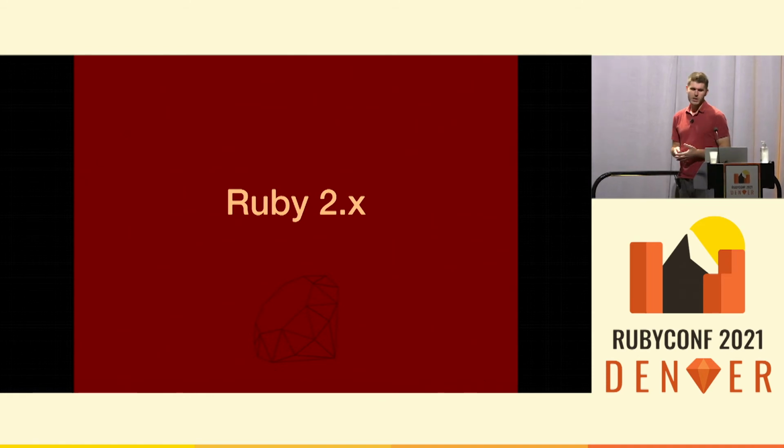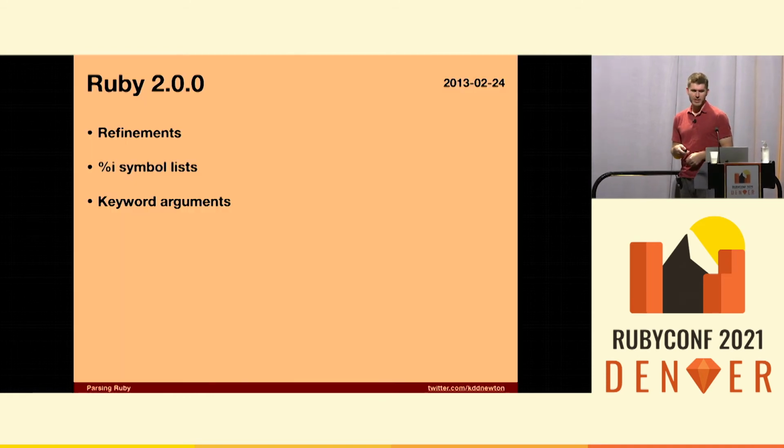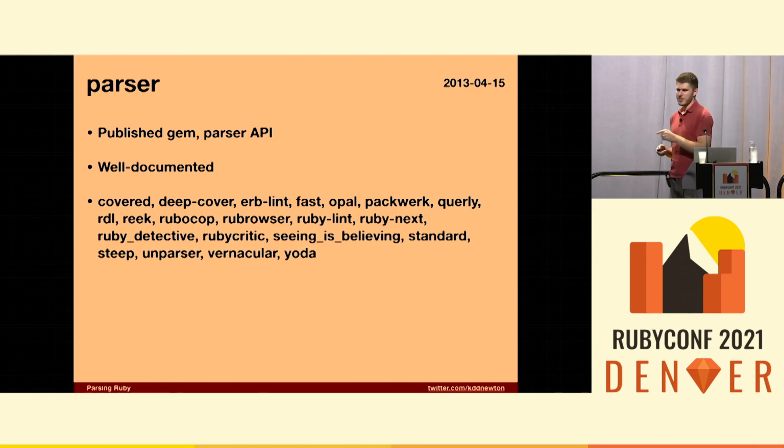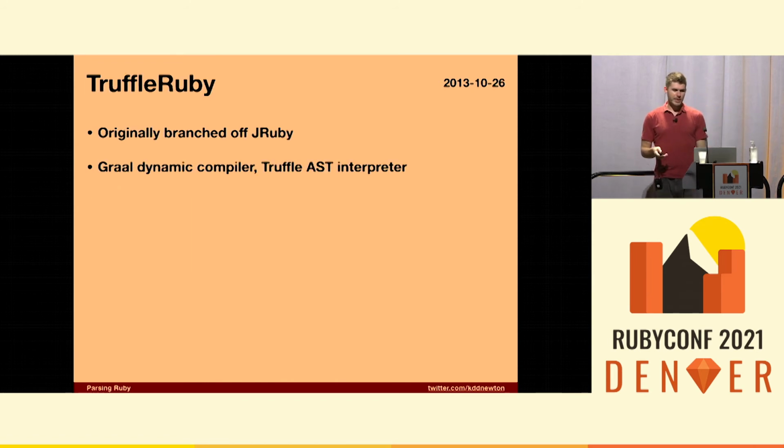We get into the Ruby 2.0 series, and we get all kinds of fun things. We get refinements. We get %i symbol lists, keyword arguments, Ruby 2.x keyword arguments, not Ruby 3.x keyword arguments. And finally, we get the Parser Gen. The Parser Gen is from White Quark. It is a published gem with a parser API that uses Raggle to generate, using another parser generator to build out an AST. This one has stayed up to date miraculously over time, and you can see this is a very short abbreviated list of all the different tools that are built on top of this gem. Shuffle Ruby comes out around this time.